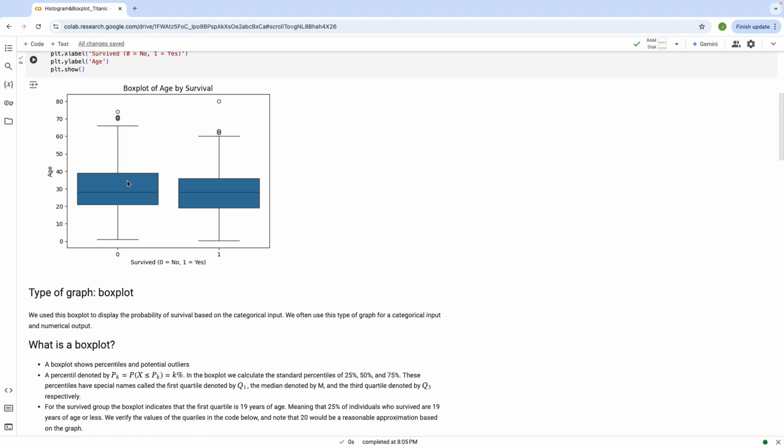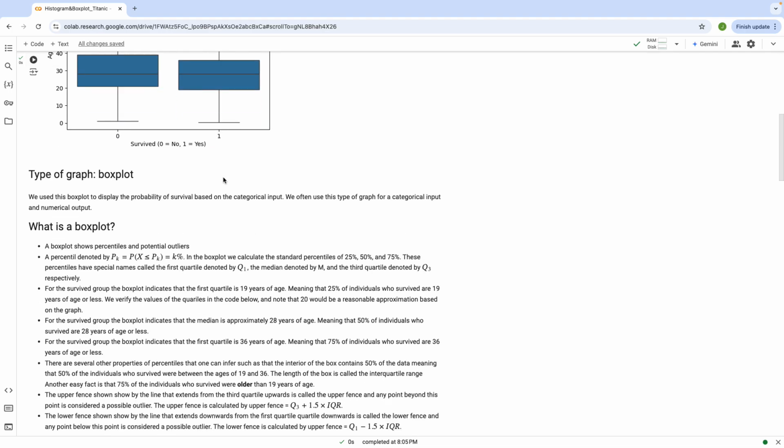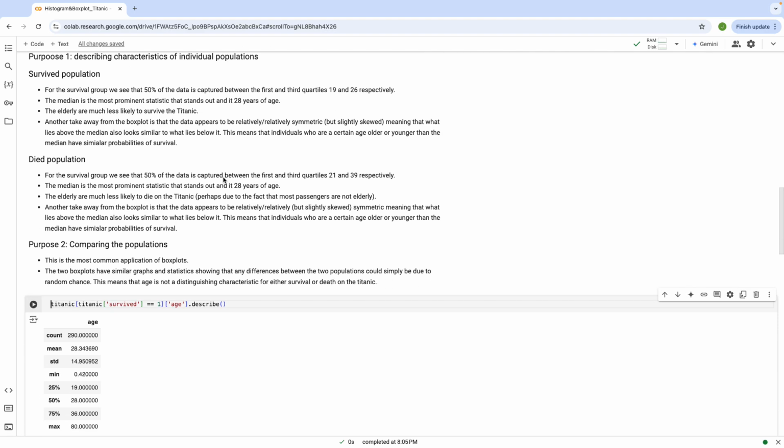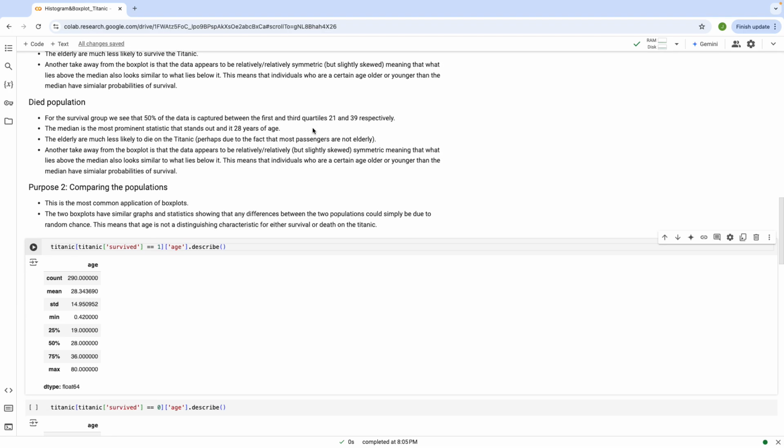And it seems like more younger people are on the Titanic because we don't see too much of it here. And one last key takeaway is that the graph seems to be approximately symmetrical.